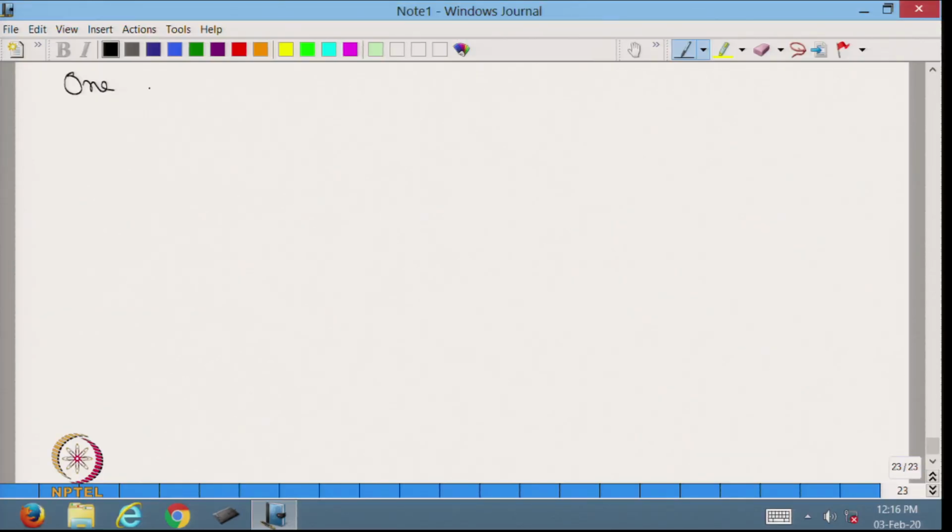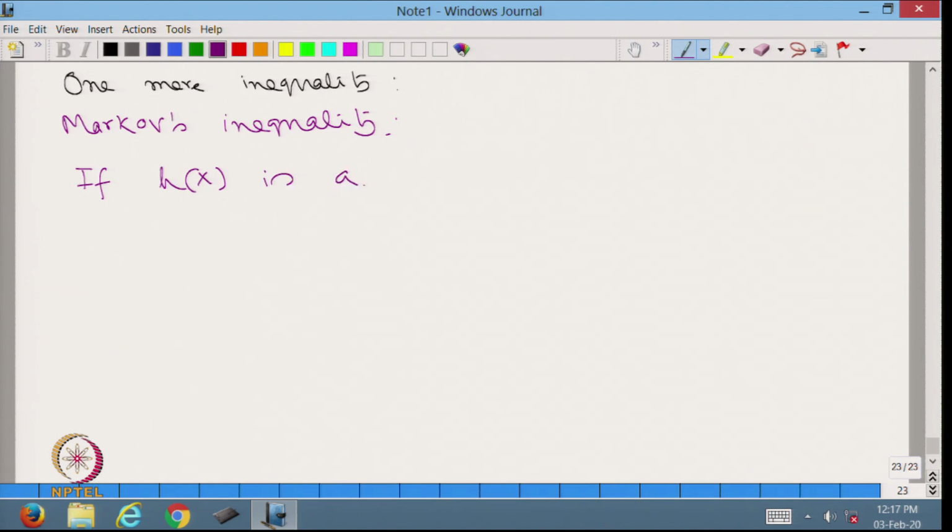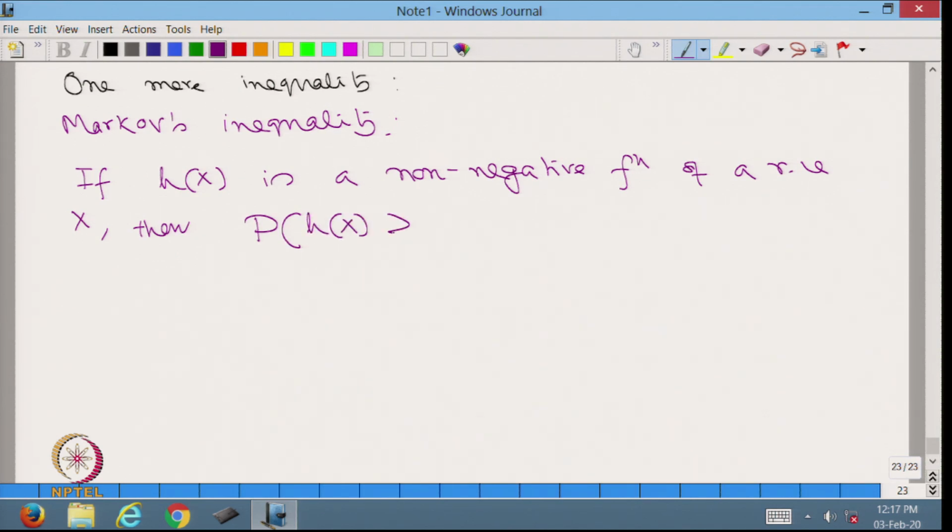One more inequality. This is called Markov's inequality, which states that if h(x) is a non-negative function of a random variable x, then probability h(x) greater than or equal to epsilon is less than or equal to the expected value of h(x) by epsilon, if the expected value of h(x) exists.